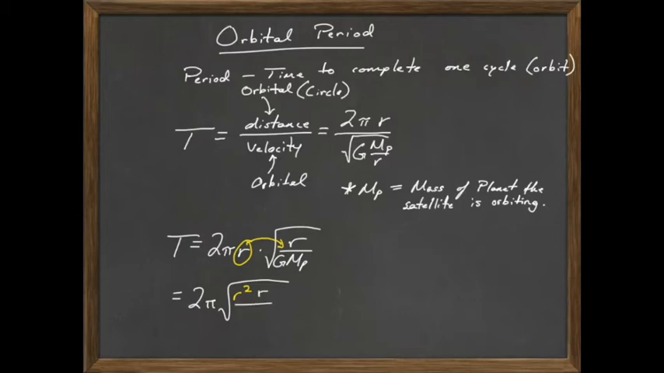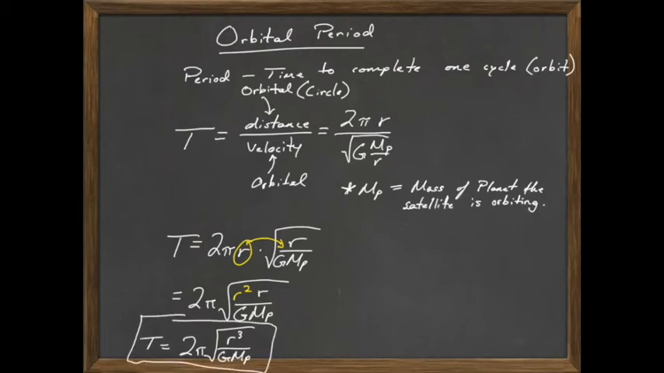Now I've got an r squared times an r over the gravitational constant and mass of the planet. So my final expression is going to be 2 pi times the square root of r cubed over the gravitational constant times the mass of the planet. Now, just like with orbital speed, one of the interesting things to take away from this is that the orbital period does not depend on the mass of the satellite.